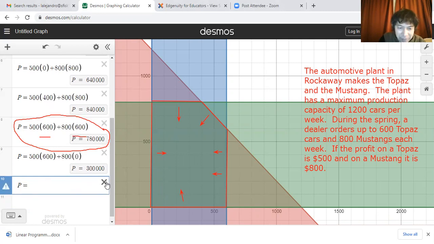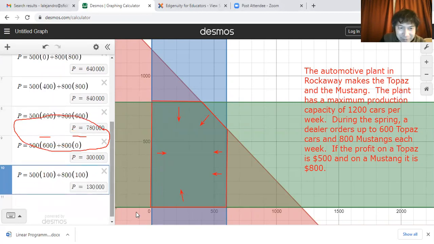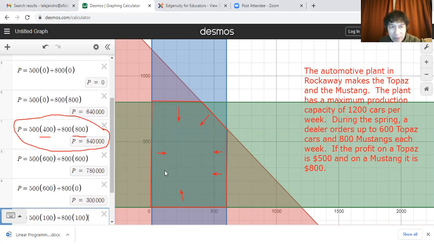If you try that, this will be 500 times 100 plus 800 times 100. All right, what do we have? It's only 130,000. So you cannot get any higher than 840,000 if you choose any point inside the feasible region. This is the solution there. So we will just remember our solution: 400, 800, and then 840,000.